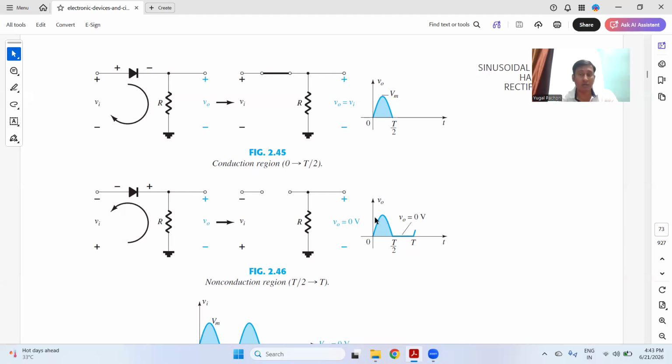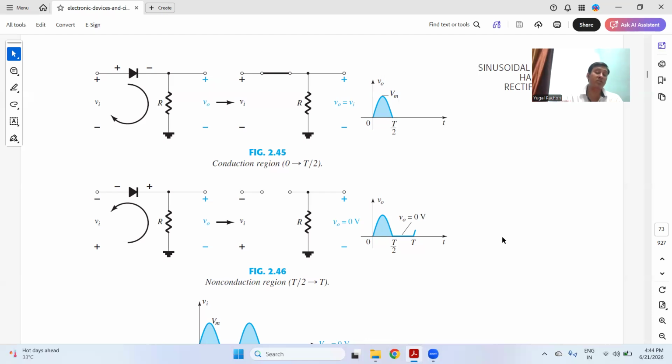Again, the positive cycle will come, you will get the output. Again, there is a negative, you will get zero. If it is positive, then you will get the output. So it means out of the positive half cycle and the negative half cycle, you're getting only one half cycle, that is the positive half cycle. If the polarity of the diode is reversed, then you will get the negative half cycle, and the positive half cycle will be blocked and the negative half cycle will be passed.